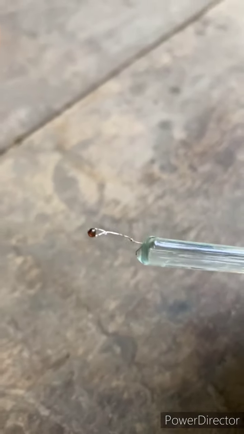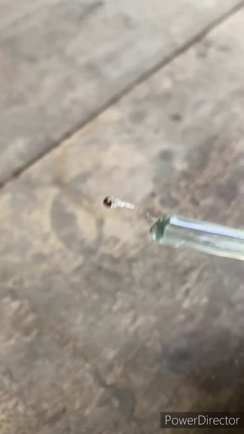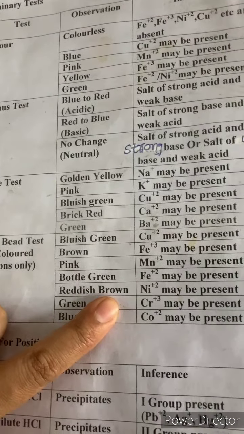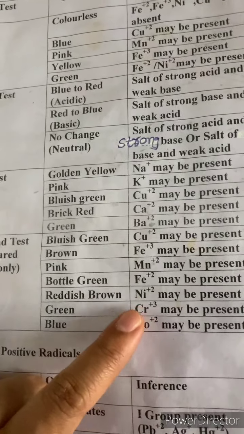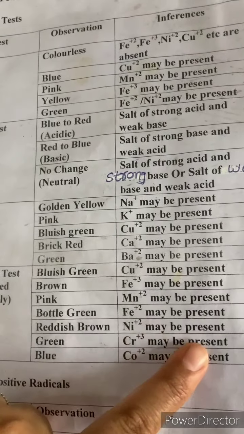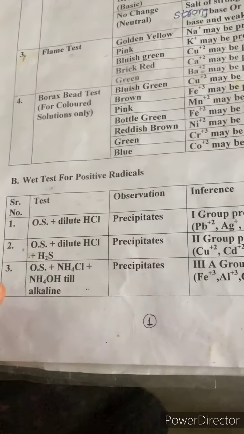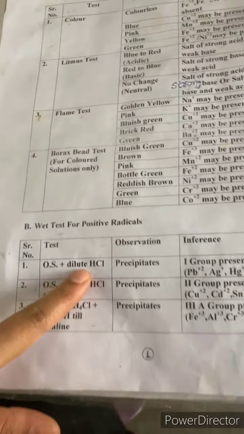As you can see, it has turned reddish brown. The observation is reddish brown bead. So the inference is nickel ion may be present. Now we'll go for the wet test for positive radicals. The first test is OS plus dilute HCl.